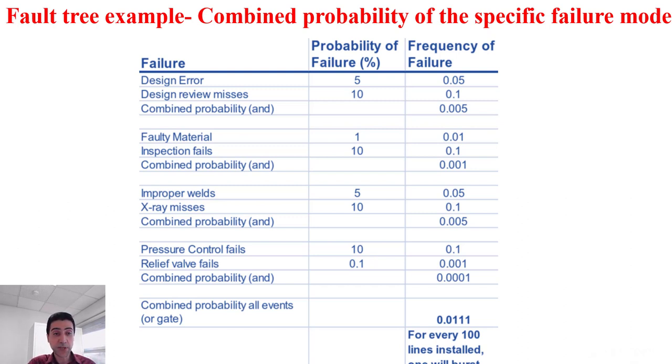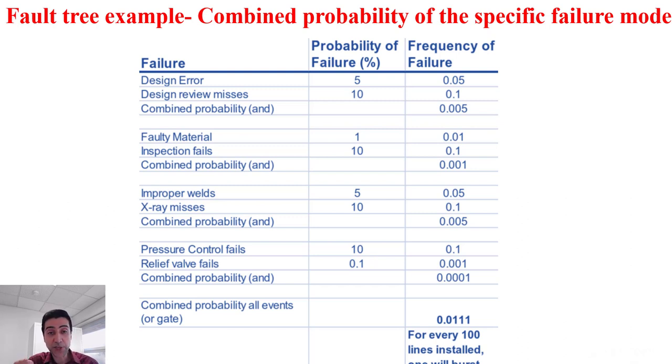When failure of inspection is having a probability, and also faulty material, the combination is 0.001 or 0.1%. The combined probability for improper welds is 0.5%, and the pressure control combined probability is 0.0001%. So we can add up these four combined probabilities for design, material, weld, and pressure control or pressure relief.